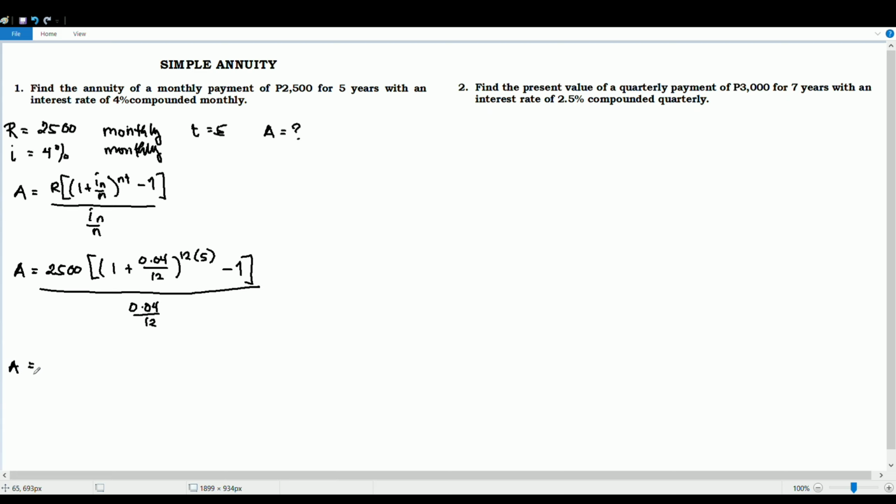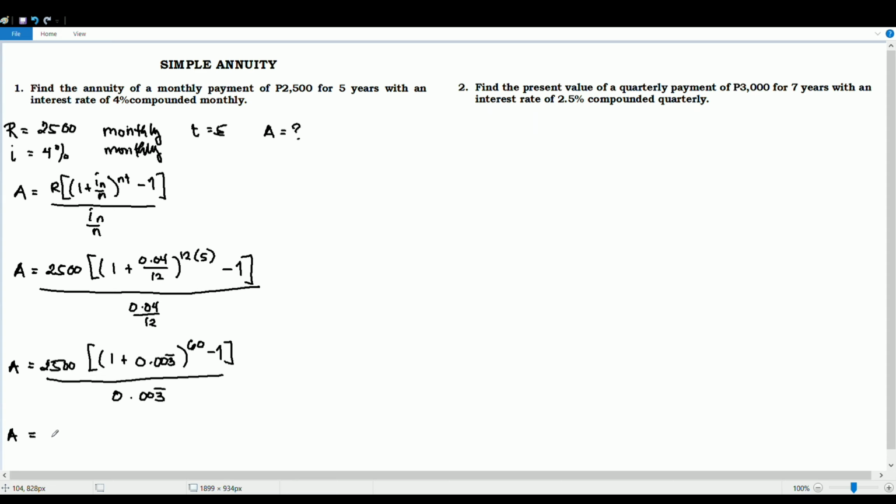Now let's evaluate the numbers inside the quantity. We have 0.04 over 12. That is the same as 0.00333, where 3 is a repeating non-terminating number. So we have 2,500 times 1 plus 0.003, and 3 is non-terminating and repeating, raised to 60 minus 1 all over 0.003.